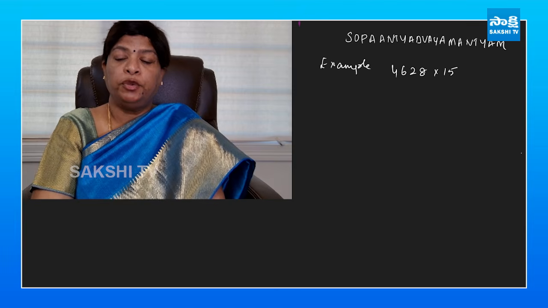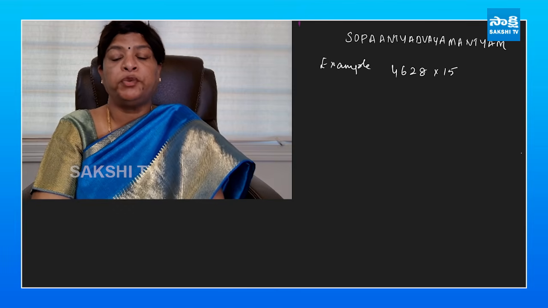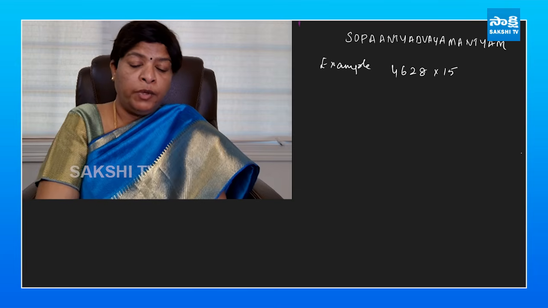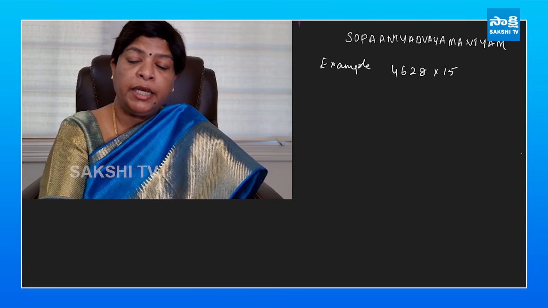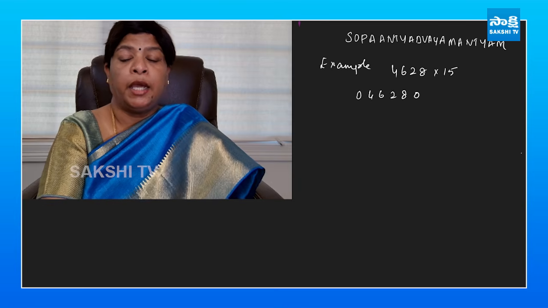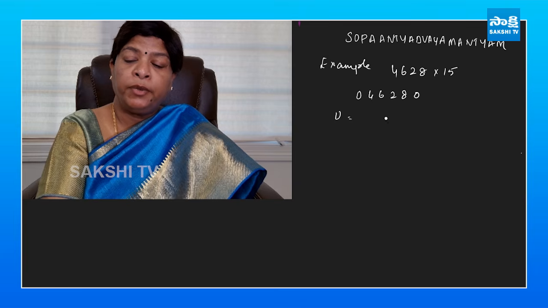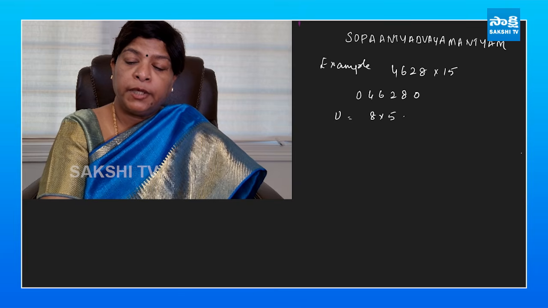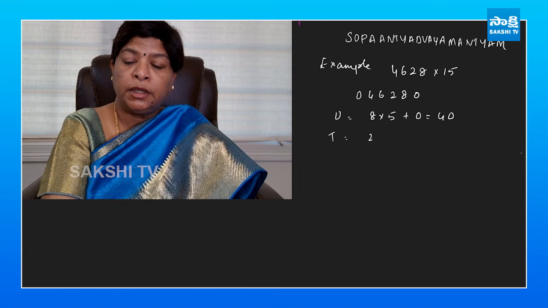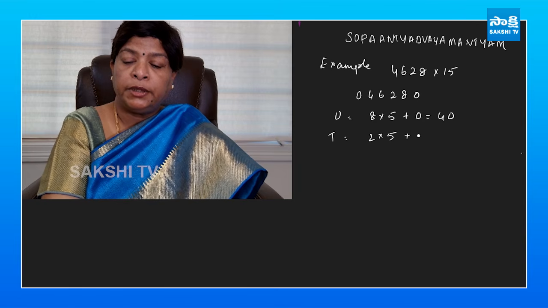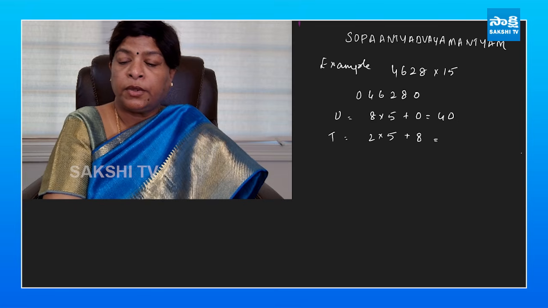Here we have 4,628 multiplied by 15. So our multiplicand is 4,628. We begin with adding a leading and the trailing 0 to our multiplicand. And our units place digit would be 8 times 5 plus 0, 40. Tens place is 2 times 5 plus 8. 18.